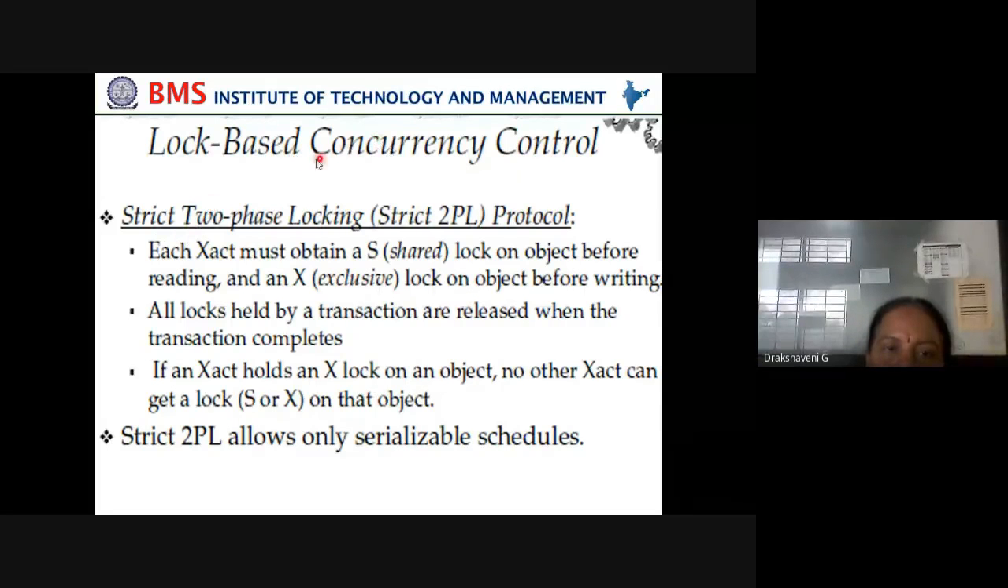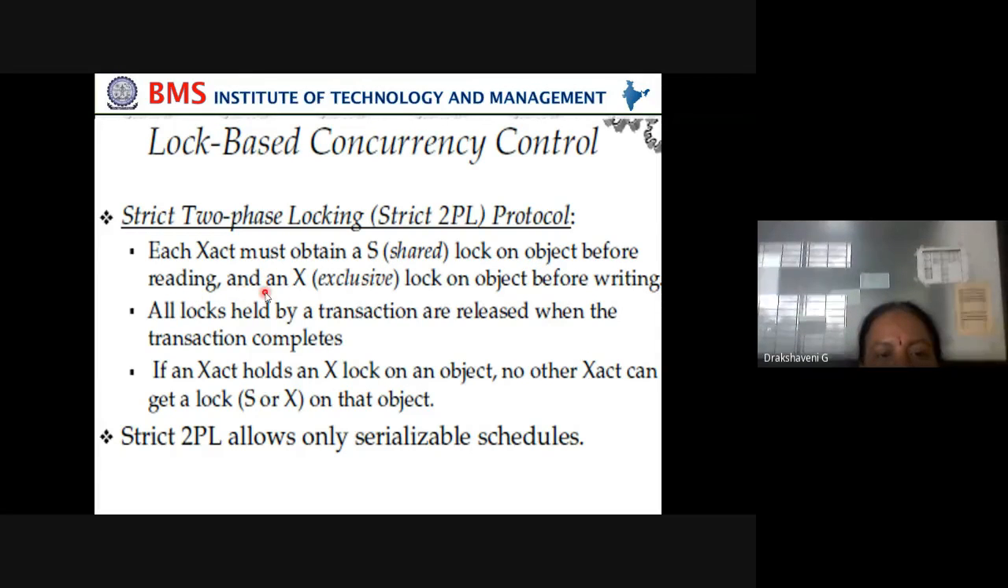In that lock-based concurrency control, we have two-phase locking, that is strict two-phase locking, the strict 2PL protocol. Each transaction must obtain a shared lock on an object before reading and an exclusive lock on an object before writing. So there are some locks available. If you are reading, you have to use a shared lock. If you are writing, you have to use an exclusive lock. These are the two locks that can be used when we are concurrently doing the operation.